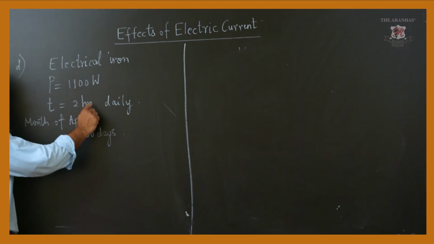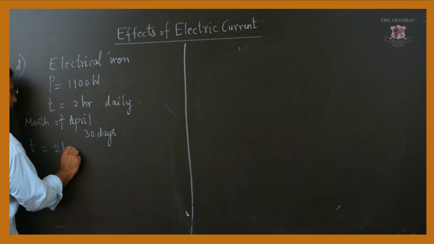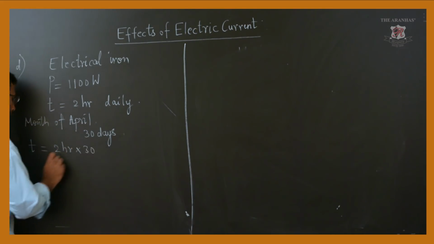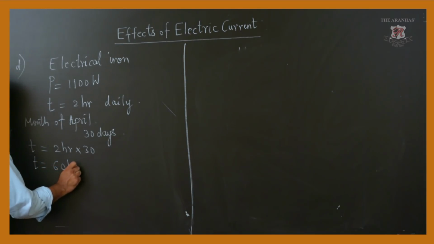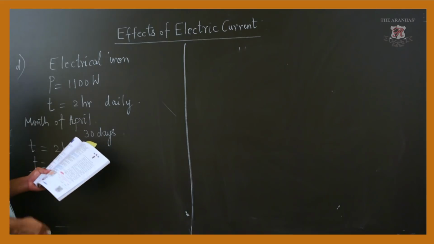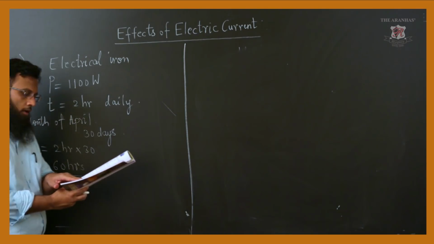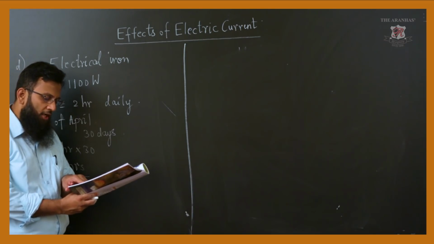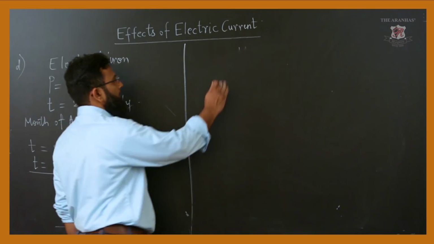So, per day if we operate for 2 hours, then for 30 days the time duration of operation will be 60 hours. Time duration will be 60 hours. Also they have given the electric company charges rupees 5 per unit of the energy.